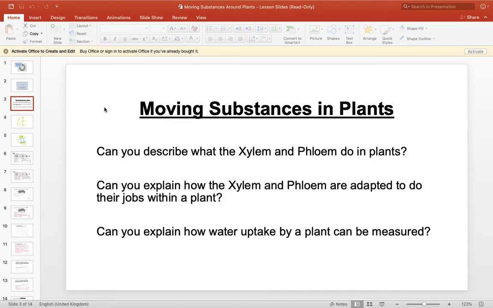So today's title, in your books, you need to write, as you would do any other lesson, moving substances in plants. By the end of the lesson, you should be able to describe what the xylem and phloem do inside of a plant. You should be able to explain how the xylem and phloem are adapted to do their jobs within a plant. And you should be able to explain how water uptake by a plant can be measured. We're going to focus on these first two. This third learning objective you may have to do in another lesson.